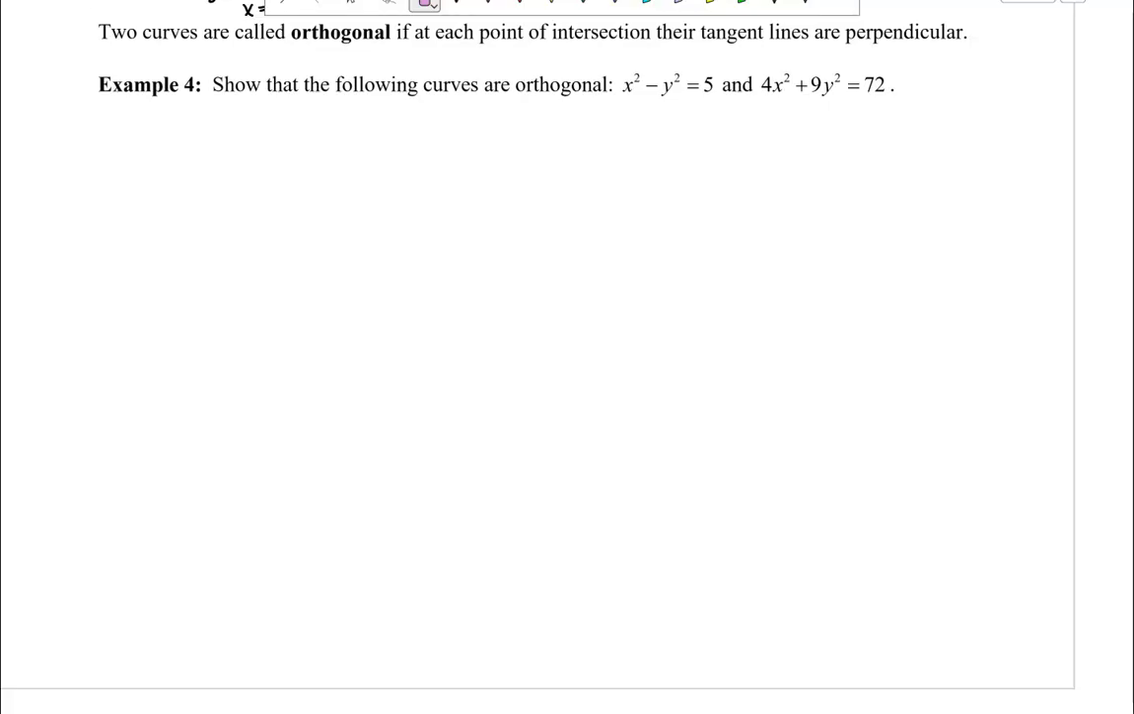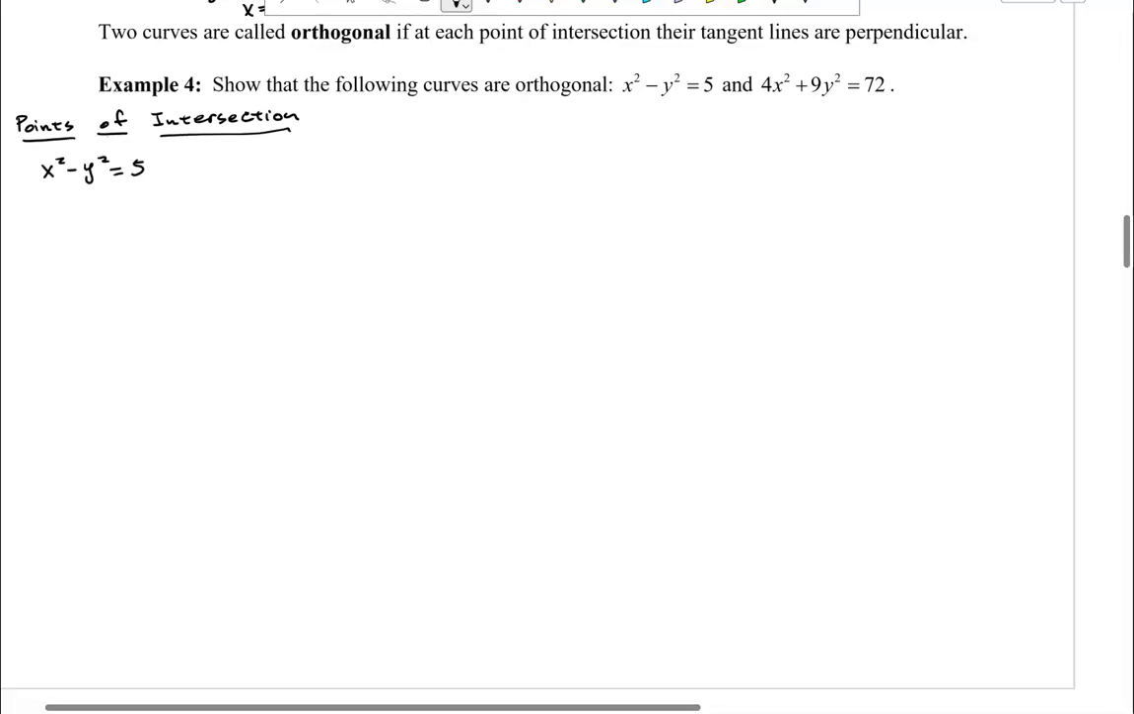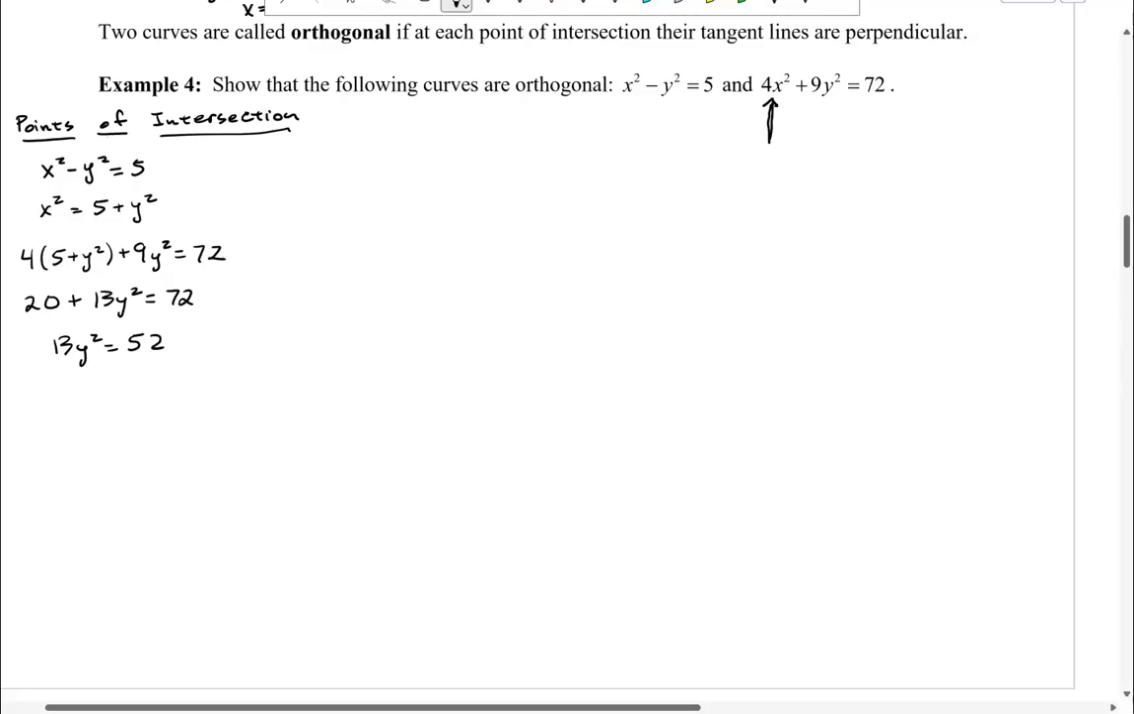So what we're going to do here is we're first going to find the points of intersection. And then at each point of intersection, we need to check the slopes of the tangent lines of each curve, and then from that determine whether the tangent lines would be perpendicular. So we can go ahead and isolate x here, and then plug it in to the second equation for x, and then solve for y. So we get that y is equal to plus or minus 2. By plugging in plus or minus 2 here, we'll have x squared minus 4 is equal to 5. That means x squared is equal to 9. So x is equal to plus or minus 3.